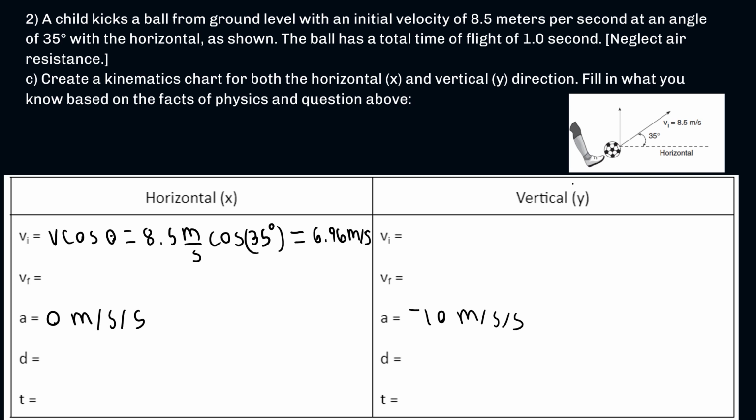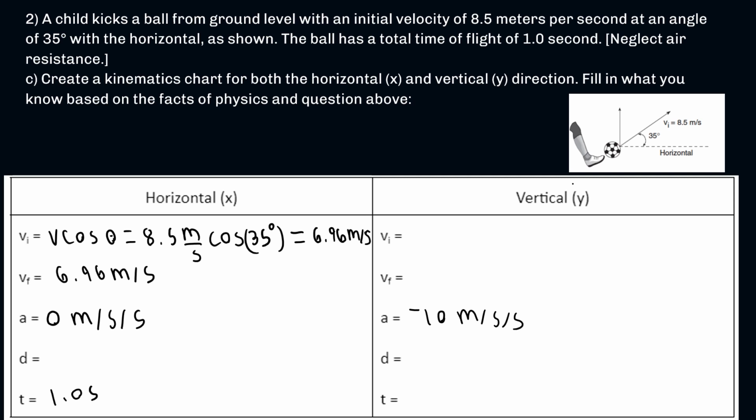Then what else do we have in the horizontal? I have no acceleration, so that means my initial velocity is going to be my final velocity. Then my displacement, we do not know yet, and my time of flight is 1 second based on the question. So that's everything we know in the horizontal direction. We can move into the vertical.